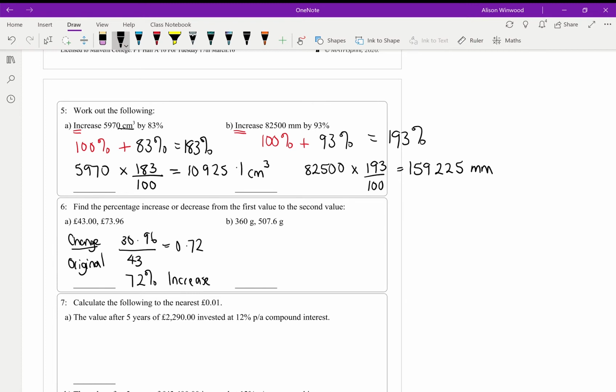From 360 up to 507.6 is an increase of 147.6. Comparing that to the original is 0.41, so 41%, and again it's got bigger, so it's an increase.